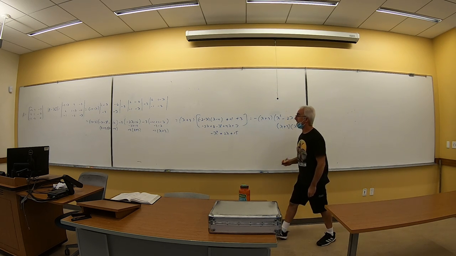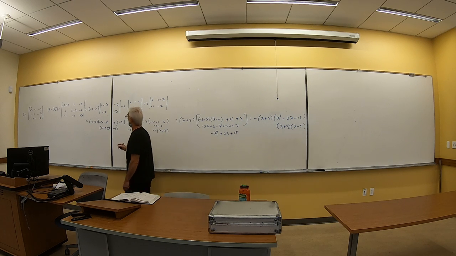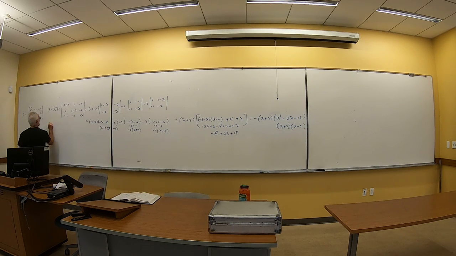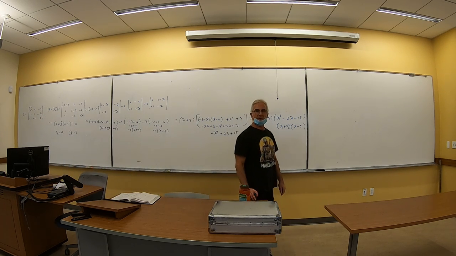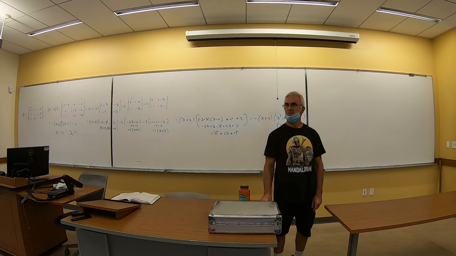So my characteristic polynomial, when all is said and done, I'm going to go all the way back to here. This is then negative lambda plus 3 quantity squared lambda minus 5. This will equal 0 when? When lambda 1 equals negative 3 and lambda 2 equals 5. But I have a 3 by 3. Shouldn't I get 3 eigenvalues? Well, I did. I did get 3 eigenvalues.